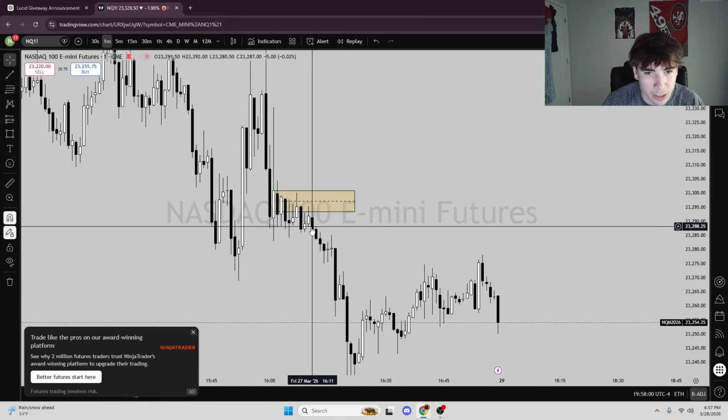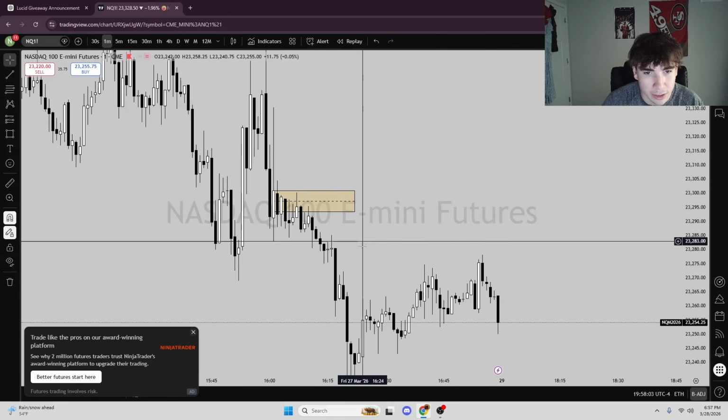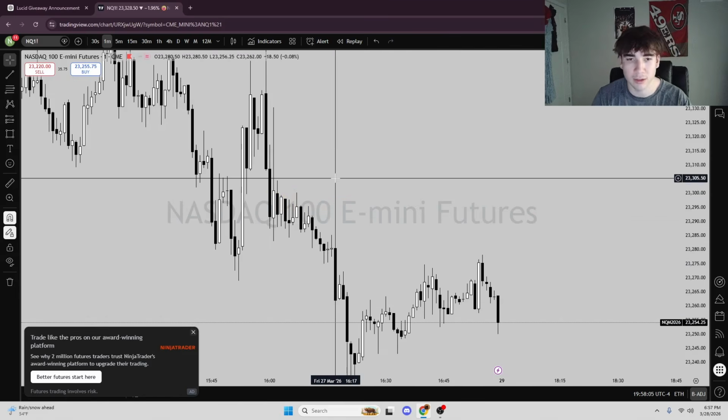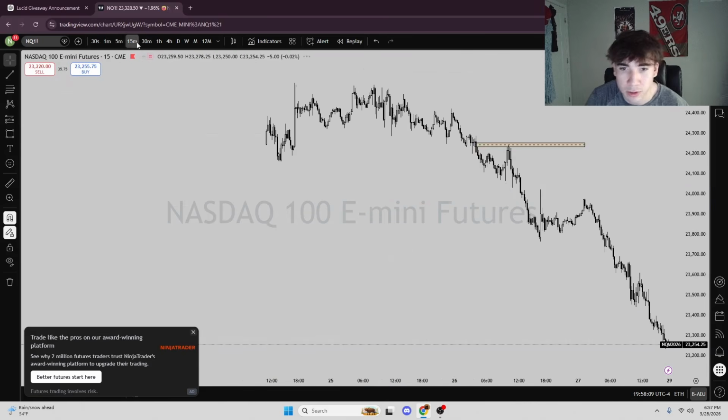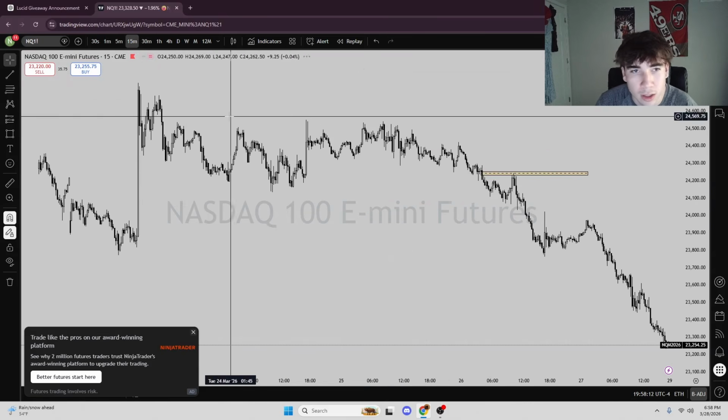What do we do? We come down, close below, wick into it, continue lower. So order blocks, like low time frame order blocks, I really just use for continuation models. High time frame order blocks I use for rebalancing prices or mitigation.